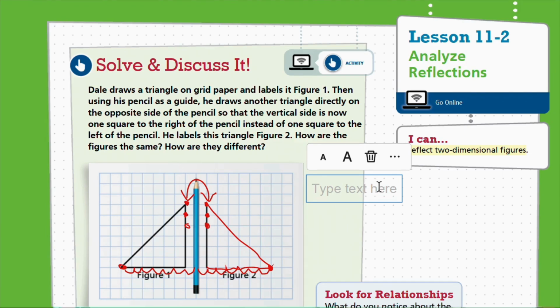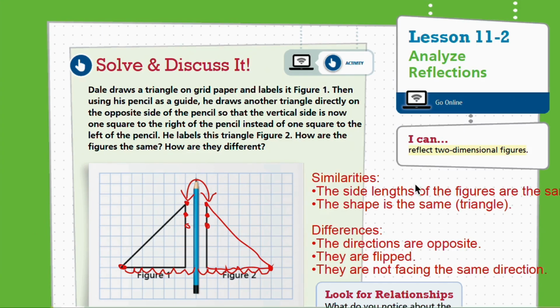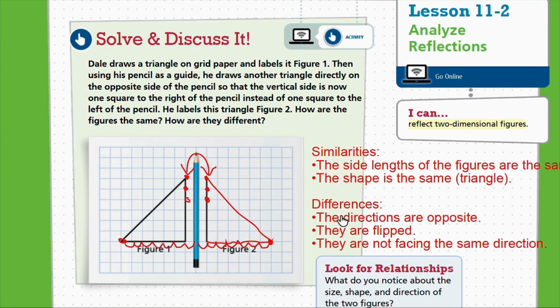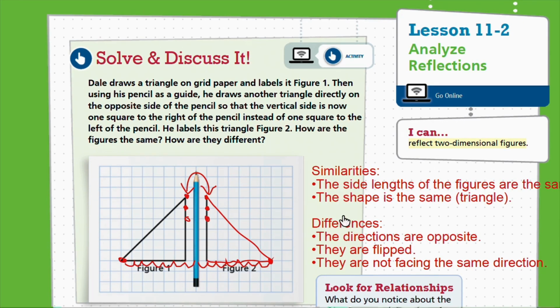So the similarities would be the side lengths of the figures are the same, the shape is the same, and the differences would be that the directions are opposite, they're flipped, they're not facing the same direction. The shape should also still be the same because you're just reflecting. It's the same shape triangle, and it's the same size. It's just facing the opposite side, right? So those could be the similarities and differences that we noticed. Let me know if you notice any other things, put it in the chat.